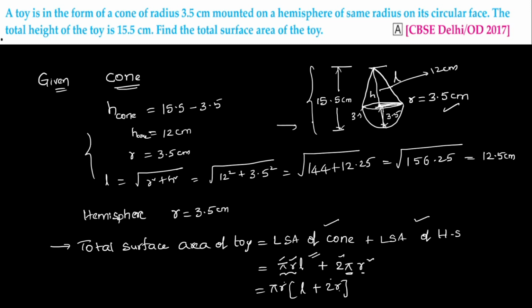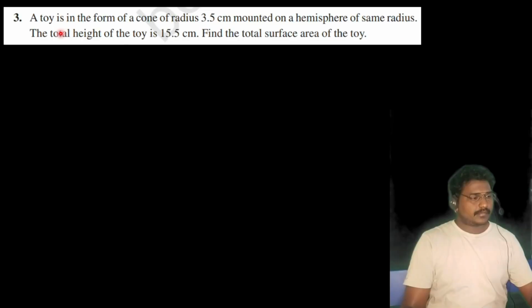ఓకే, సో ఎలా వస్తుంది? ఎల్ టోటల్ హైట్ 15.5, దాంట్లో ఈ 3.5 పోతే మిగిలేది 12. సో ఈ 12, ఈ 3.5 తర్వాత రైట్ యాంగిల్ ట్రయాంగిల్ హైపోటెనస్ అప్లై చేసుకుంటే, ఫార్ములా పైథాగరస్ థియరమ్ని అప్లై చేస్తే, we get the L value as 12.5 centimeter. రైట్, థ్యాంక్ యూ.